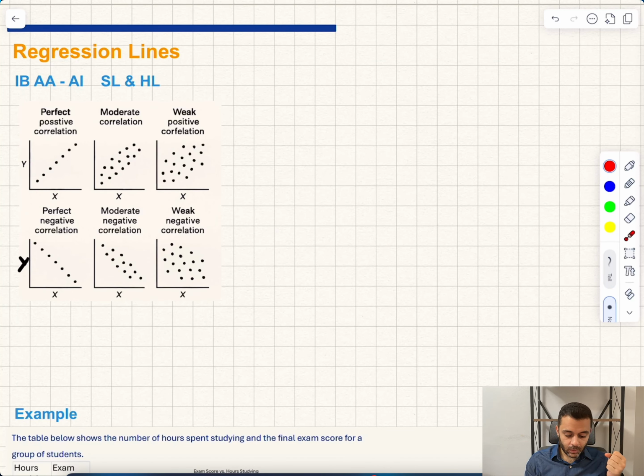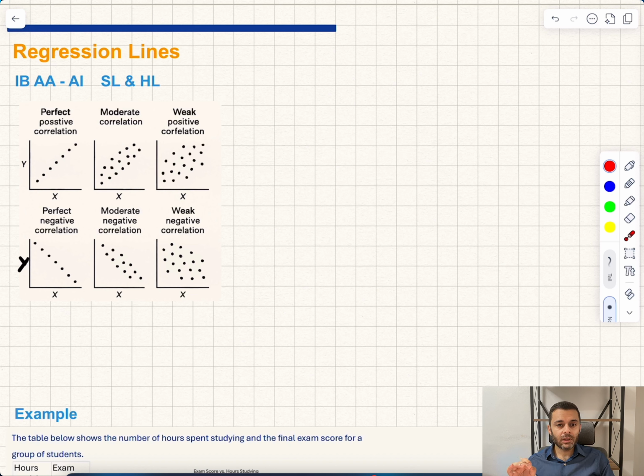In today's lesson we will be studying regression lines and Pearson's correlation coefficient R, which is a topic in all IB Math programs, IB Math AA and AI, standard level and high level. And of course I will show you how to get the value of the Pearson's correlation coefficient R and the equation of the regression line step by step in your GDC.